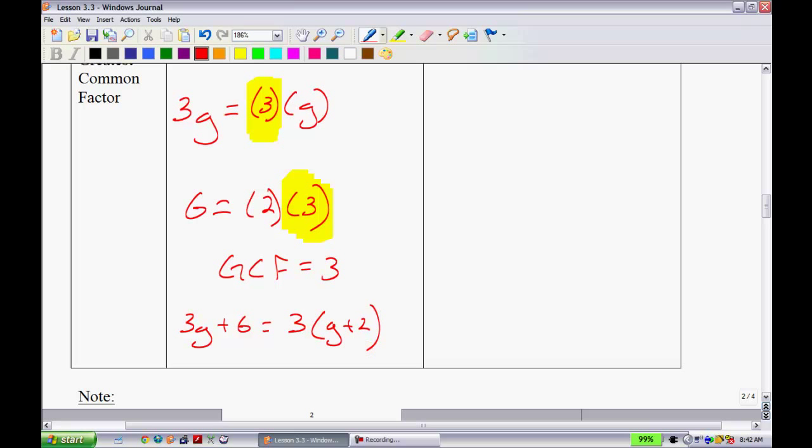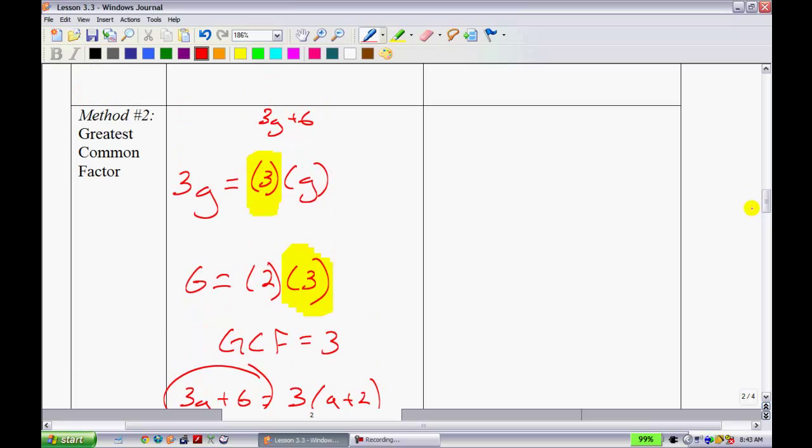And now, as you progress, you guys are just going to be able to do this in your head. You're going to be able to look at this and say, okay, I notice I can take a 3 out of all those terms. There you go. You're not really necessarily thinking, what is the GCF? Because it's just going to happen naturally.